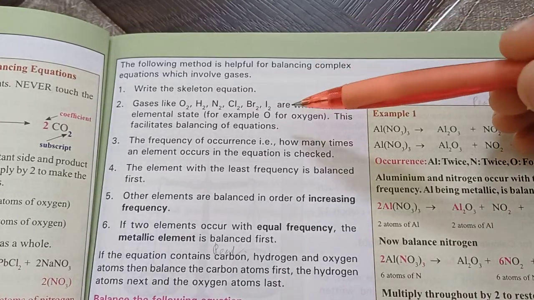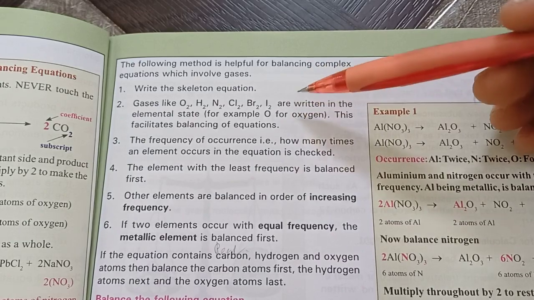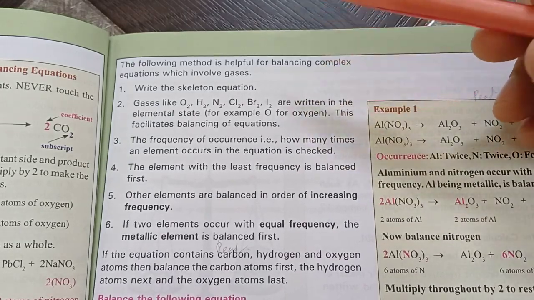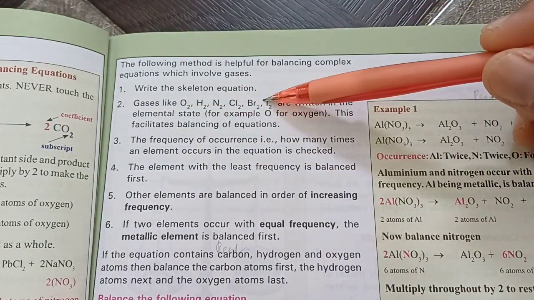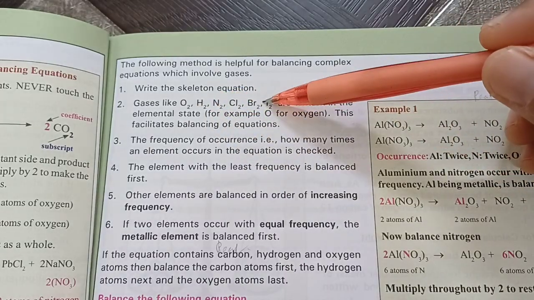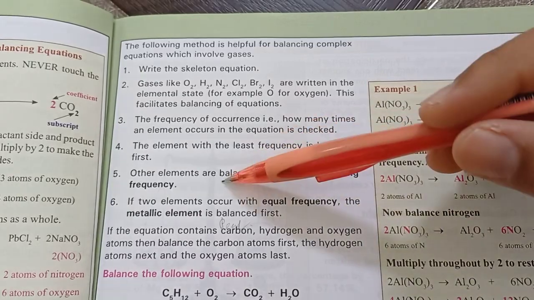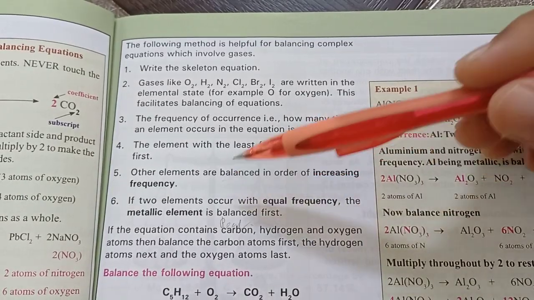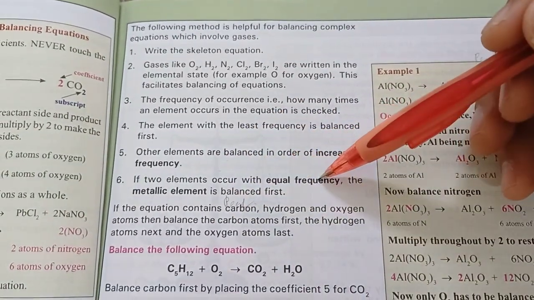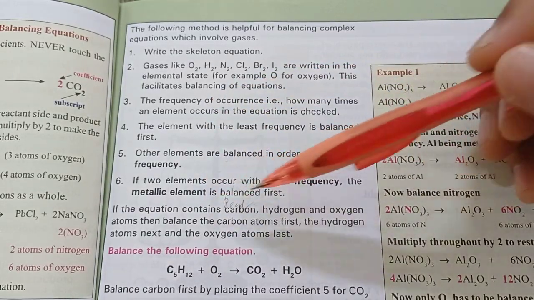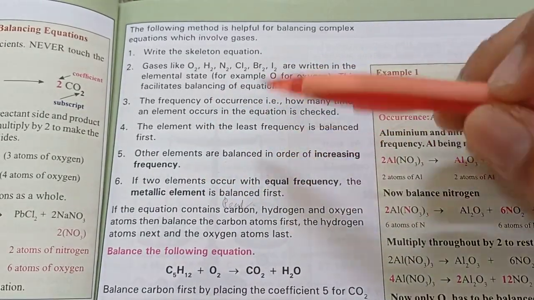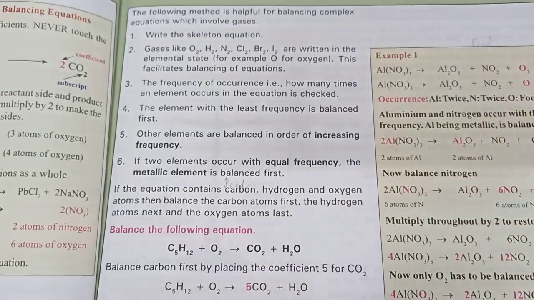Now, there is a trick here. When you write equations, make sure that these gases are written in a diatomic state. And also the elements are balanced in order of increasing frequency. So if 2 elements occur with equal frequency, the metallic element is balanced first. Try to balance oxygen and hydrogen at the end.